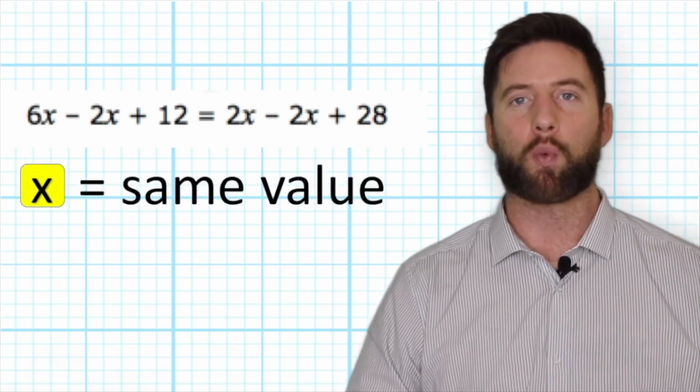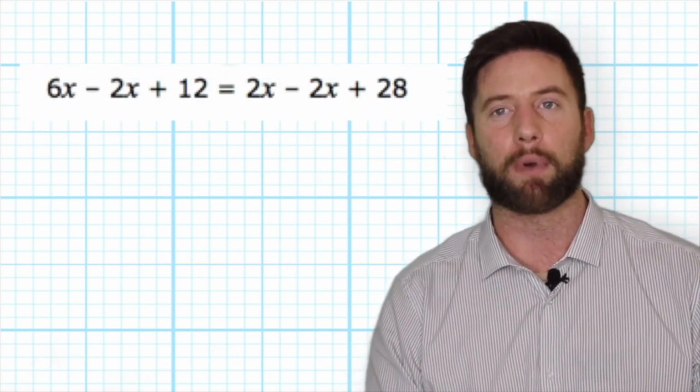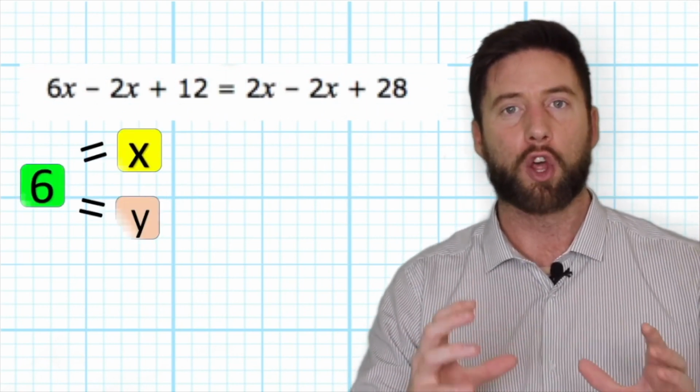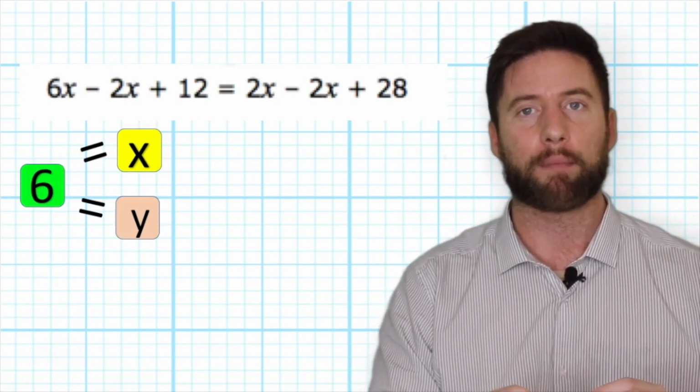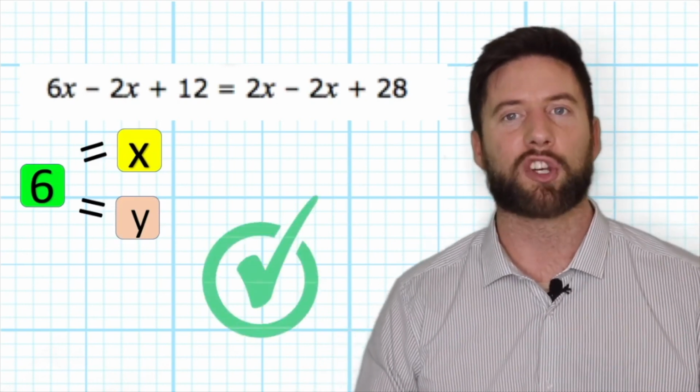Okay, so we know that we cannot have the same letter representing two different numbers. But what about the other way around? Can one number be represented by two letters? Yes, we can. And here's a good example.